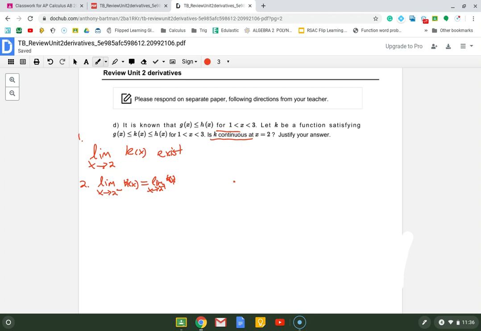And so we have to know the limit exists, and the limit from the right and from the left are the same thing. And number 3, the limit as x approaches 2 of k of x has to equal k of 2. So what you want to try and do is show all of those things. And I will give you another hint. You will want to use the squeeze theorem. All right, so there are some hints for you.